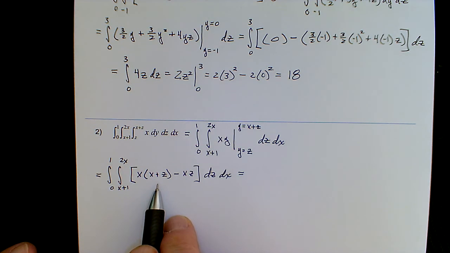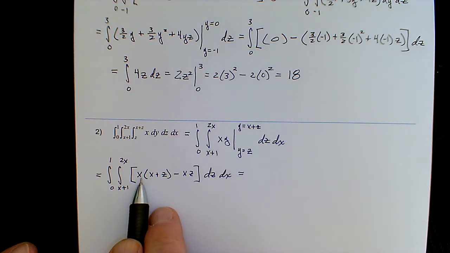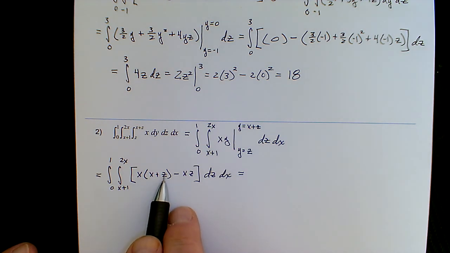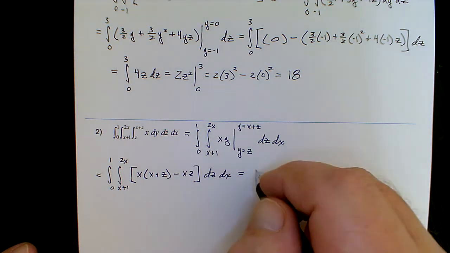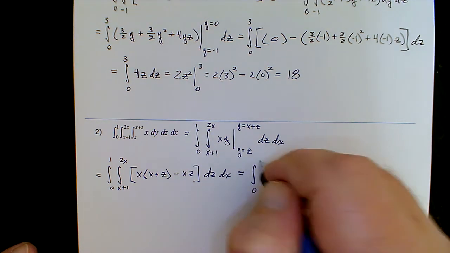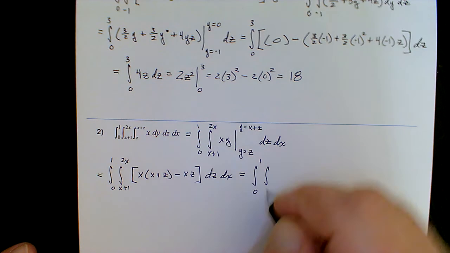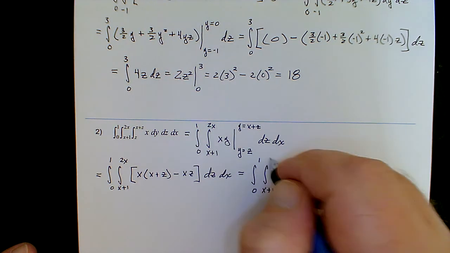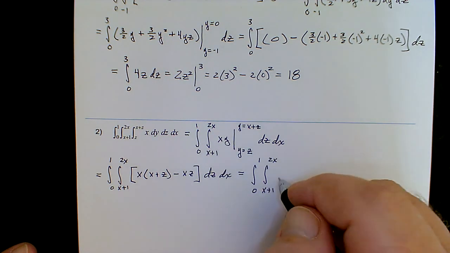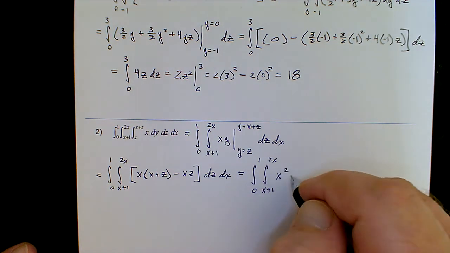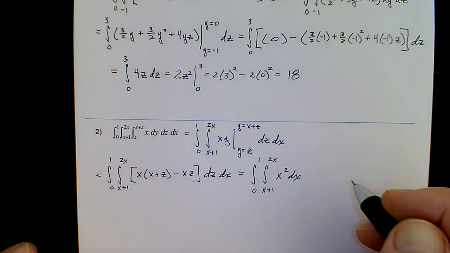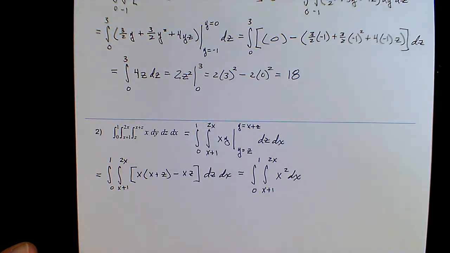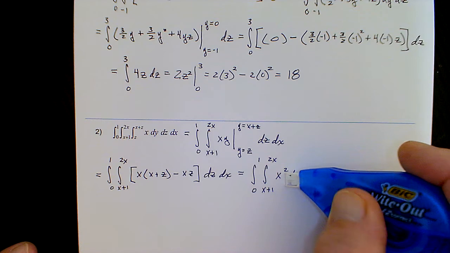And here it works out rather pretty, because distributing the x, you get x squared plus xz, then minus the xz, so the xz's cancel, so we just get x squared. So the integral from 0 to 1, integral x plus 1 to 2x of just x squared now, and, I'm sorry, with respect to z, then with respect to x.